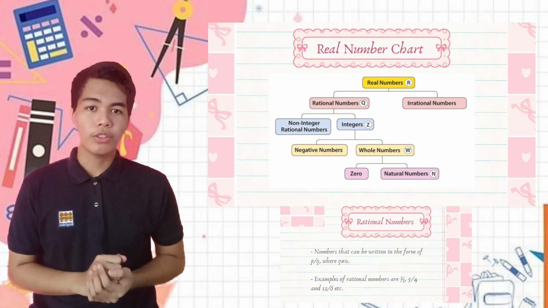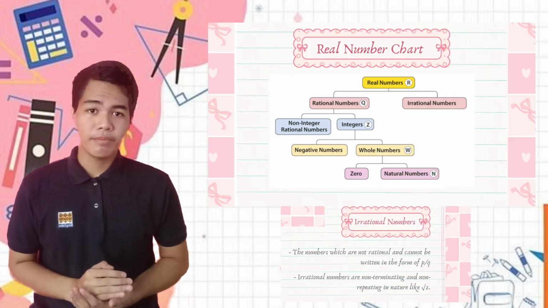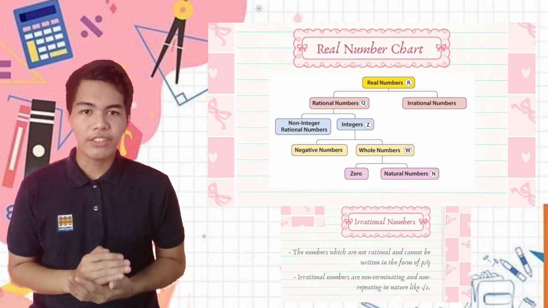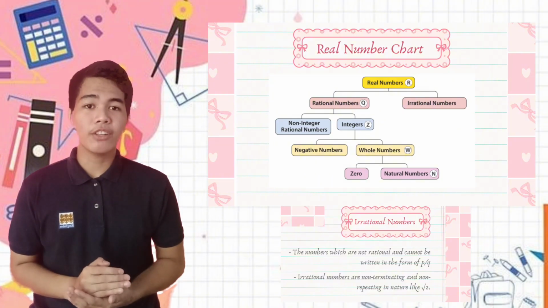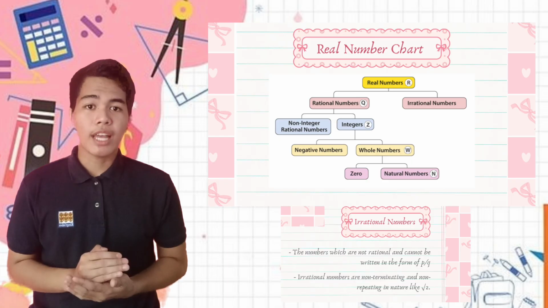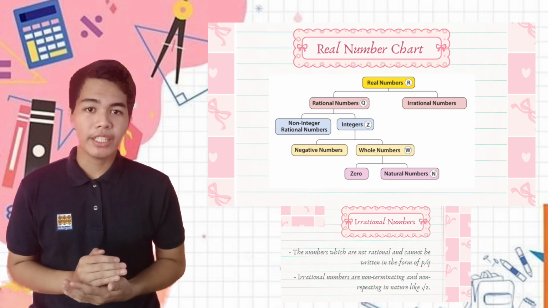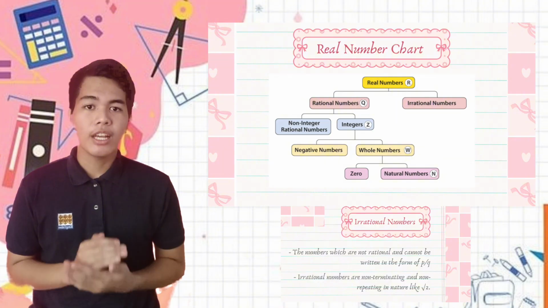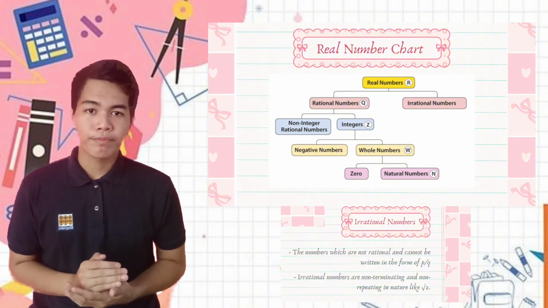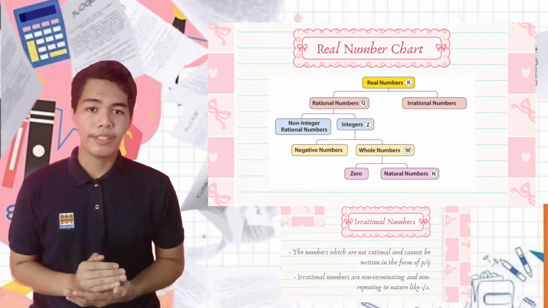So let's now move on to irrational numbers. Irrational numbers, on the other hand, are numbers that are not rational and cannot be written in the form of P over Q. Irrational numbers, just like what I mentioned earlier, are non-terminating and non-repeating in nature, such as the square root of 2. This also includes mathematical constants like pi.